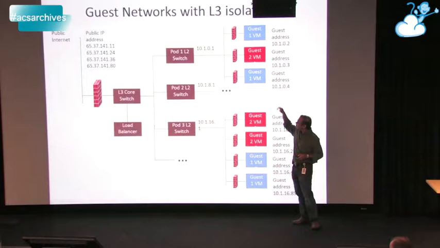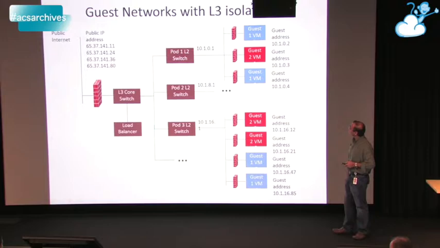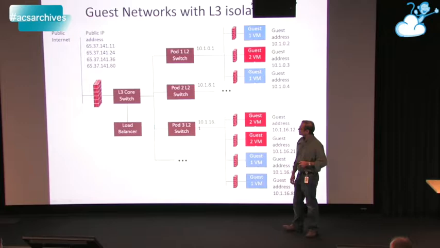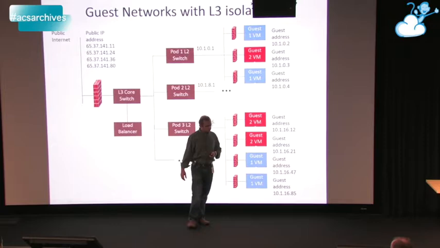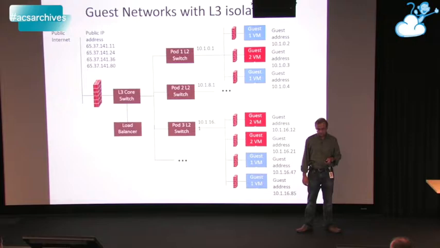And then with 3.0, we have support for load balancers and elastic IPs. So you hang off a load balancer here, a NetScaler load balancer, and then you can offer load balancing to these guests, fully automated, and also elastic IP service.